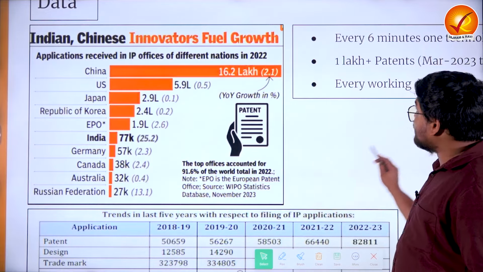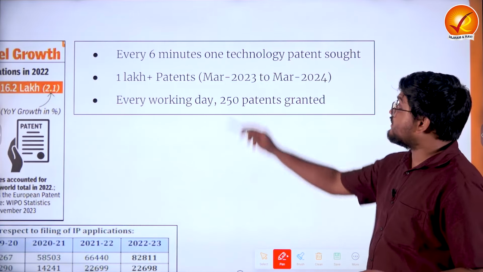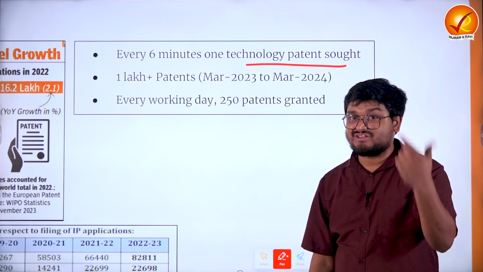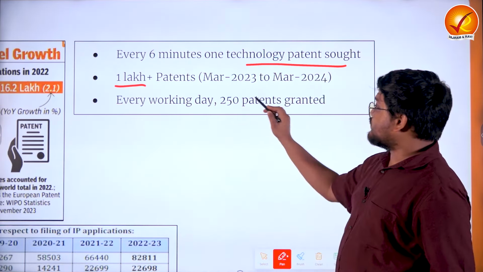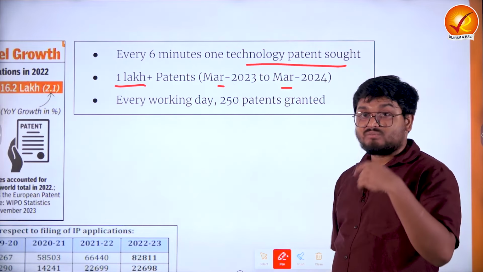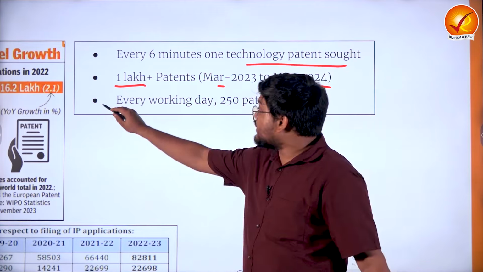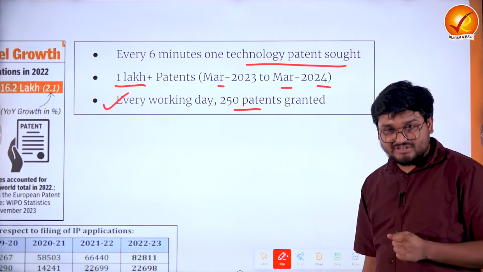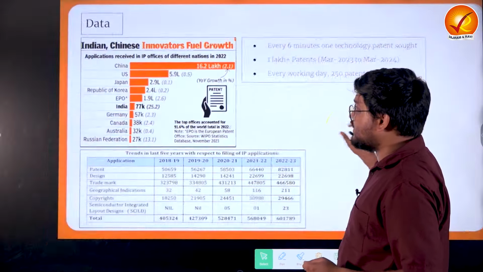Also, if you look at some other data, every 6 minutes, there is one technology patent for which an application is filed at the Indian Patent Office. There are 1 lakh plus patents from March 2023 to March 2024. Every working day, around 250 patents are granted in the country. So we can understand the significance of patents in the nation.